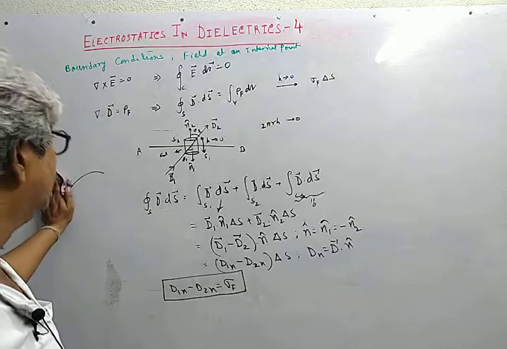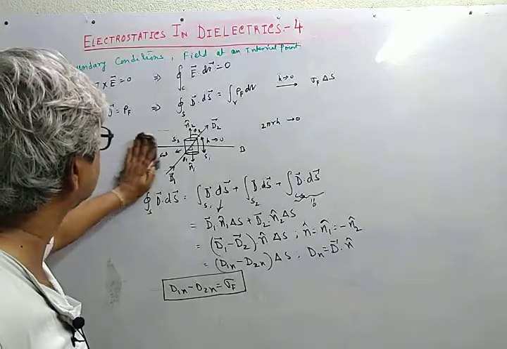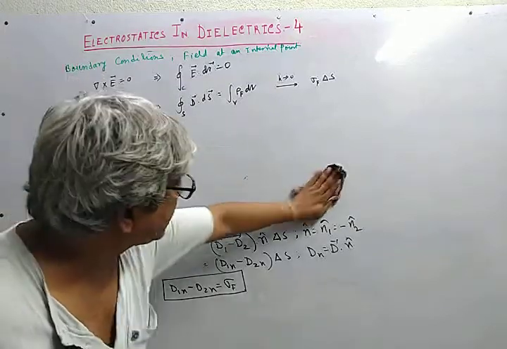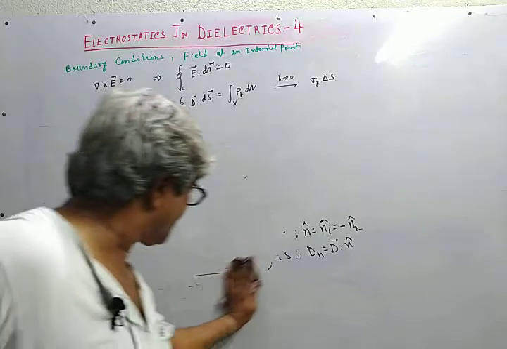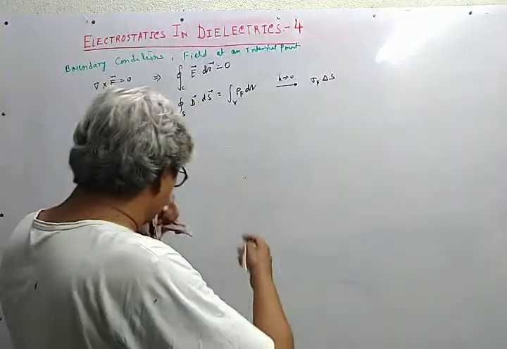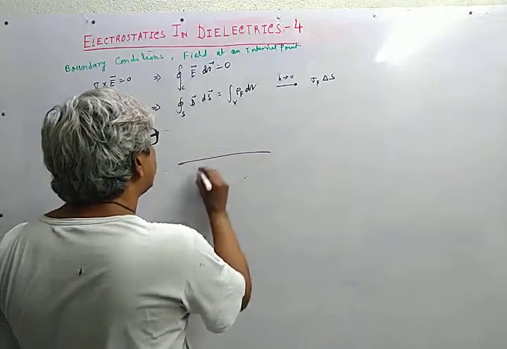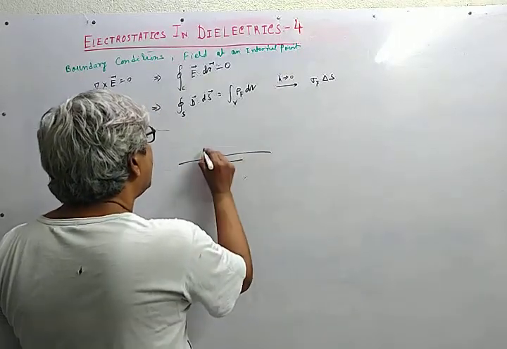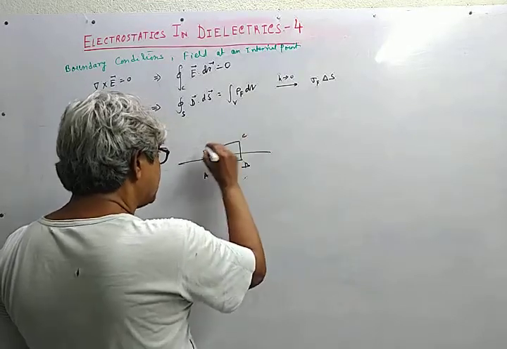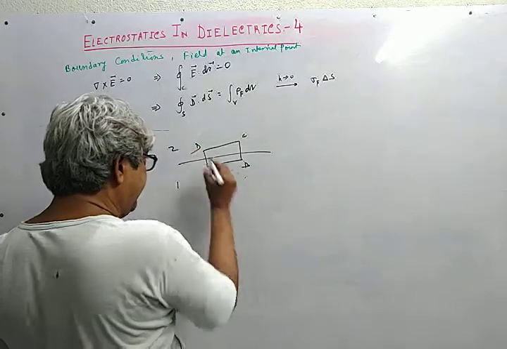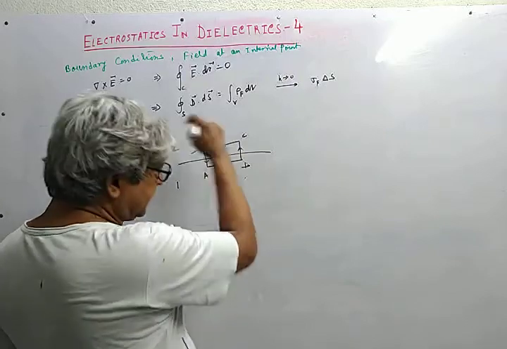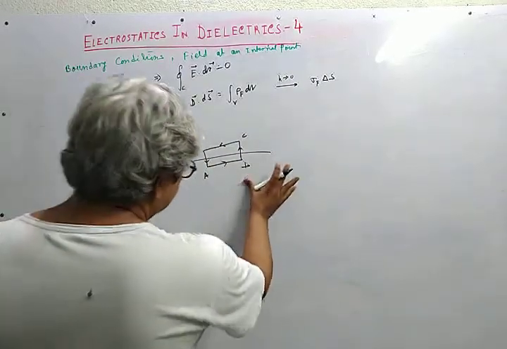Now come to the second equation, that is the curl equation. We apply the curl equation again on a rectangular contour crossing an interface. This is a portion of the interface, and we consider a rectangular contour ABCD separating two media, and the contour is evaluated in the anti-clockwise sense as the positive sense of the circulation.